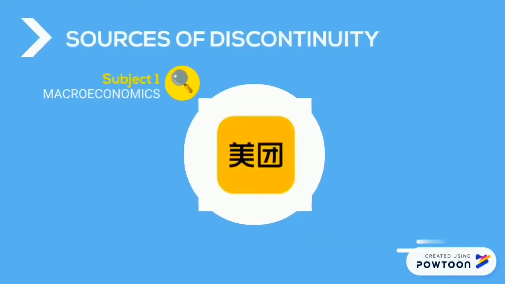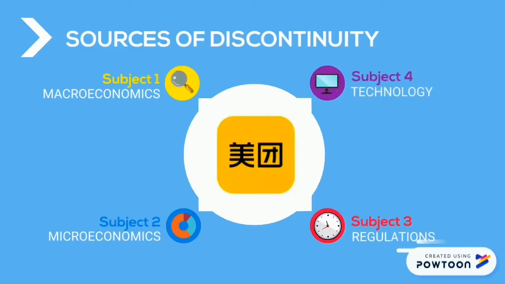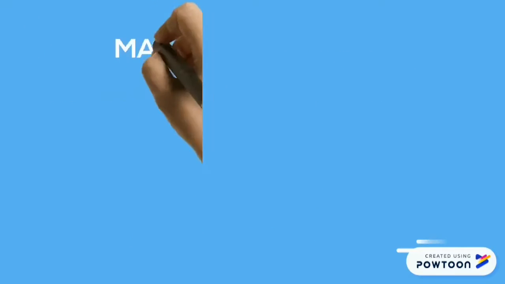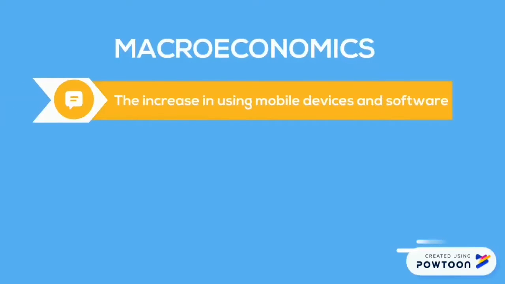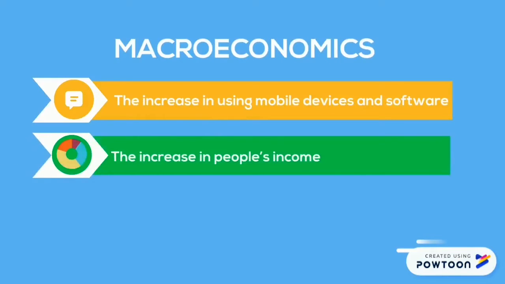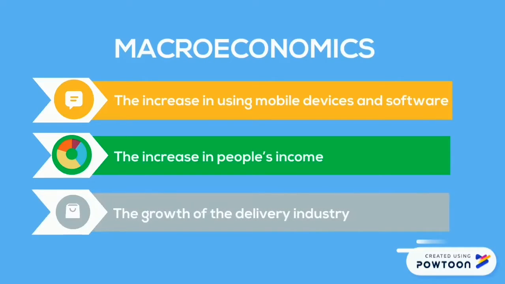Sources of discontinuity include four factors: macroeconomics, microeconomics, regulations, and technology. Nowadays in China, more people use mobile phones and software than in the past. People have more income on average and have more money to spend on things other than life necessities. And the delivery industry has grown fast in recent years.